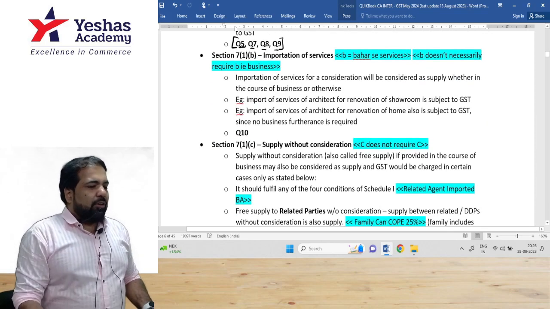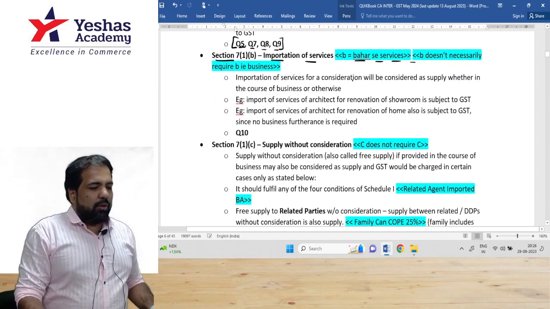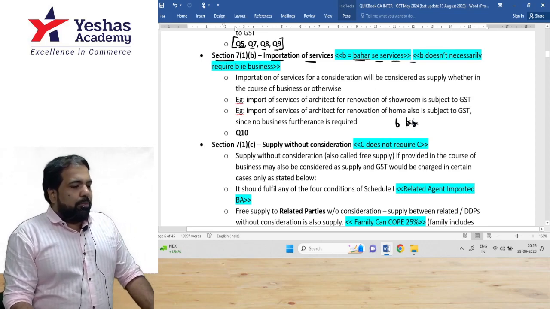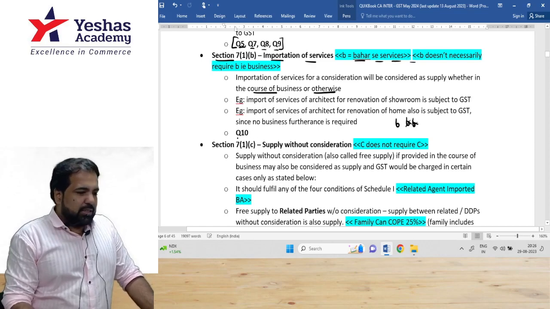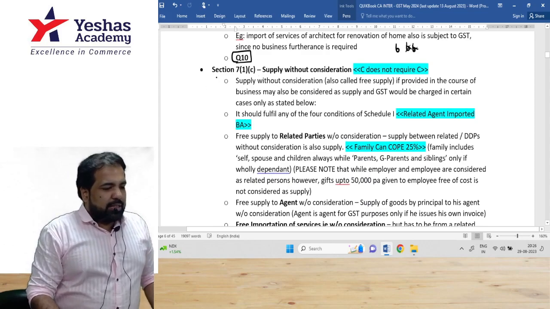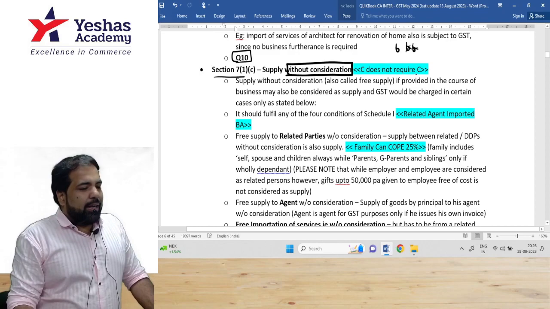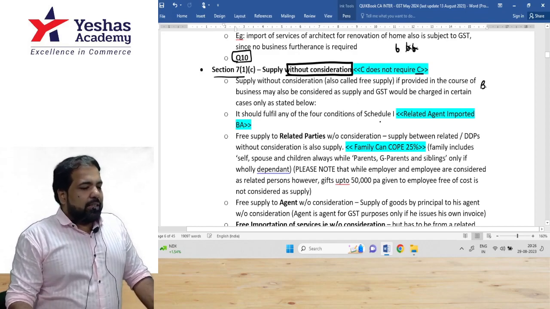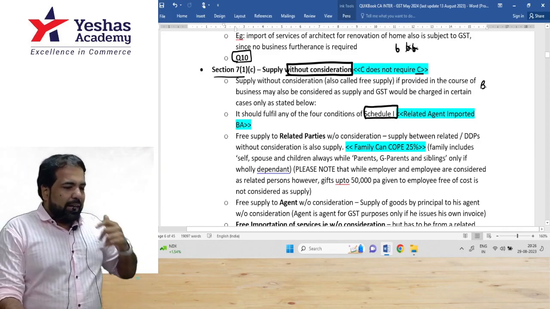This reference is to which questions, guys? ICAI. 7(1)(b) is from Bahar se. Guys, when you get Bahar se services, B is on the left hand side. So whether it's in the course of business or otherwise, will there be GST? Yes. To question number 10 at this point. Next, guys, 7(1)(c), which does not require any business, but it should be in the course of. Guys, this is related to Schedule One.